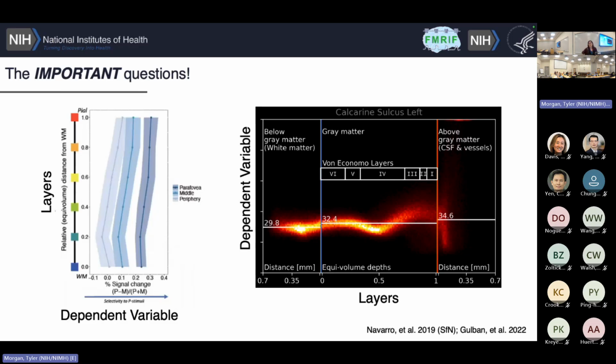Sorry, the Z axis is always correct. Correct for layers? Yeah. Okay. Interesting.